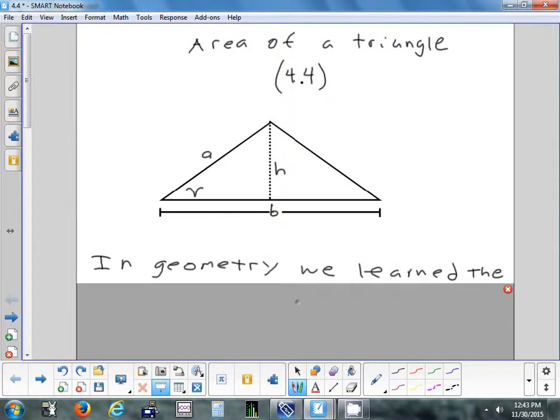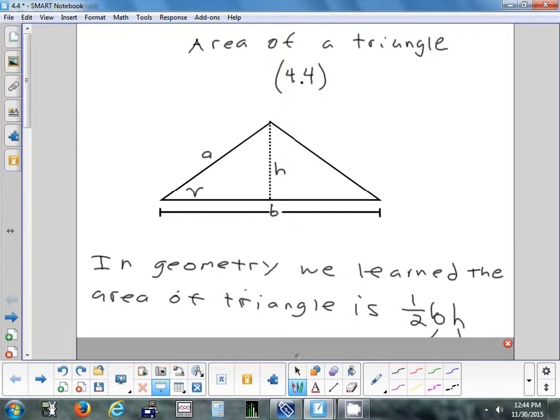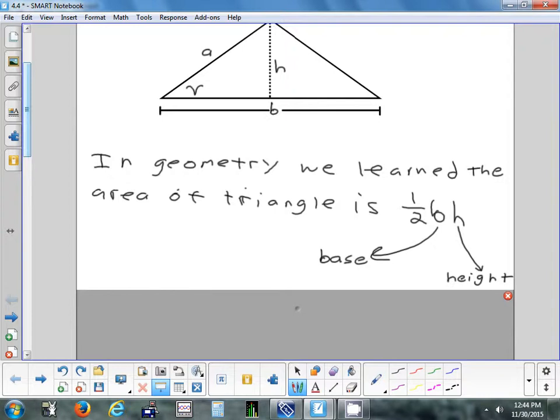In geometry, or maybe in some other classes too, you've used the formula for area of a triangle. Somebody remind me what that formula is? It's 1/2 base times height. Good. As long as you know the base and the height, this formula works fine, but you have to know those two things. If you don't, you can't solve it with that formula.